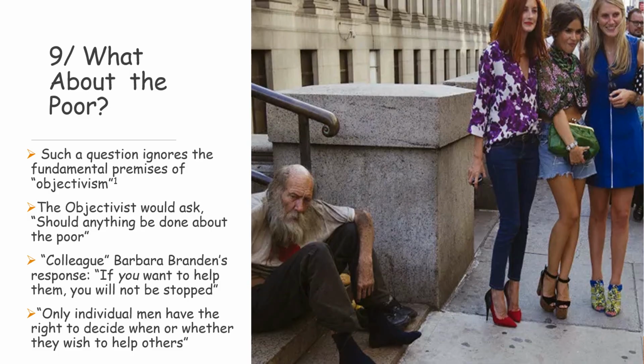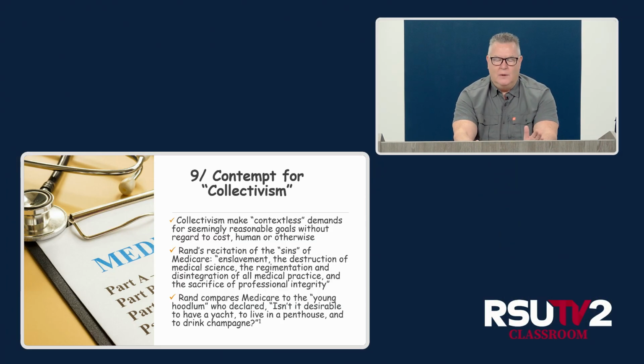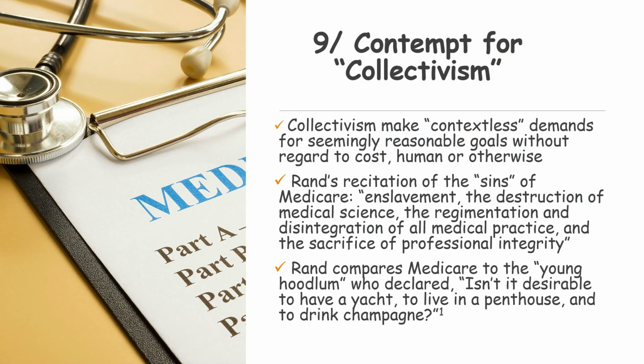And that is an innately atomistic kind of approach to looking at the world. There really is no social impulse within libertarianism. Everything that you do is based on self-interest. And throughout her writings, Rand expresses an enormous contempt and frames collectivism in a way that is worthy of contempt. Collectivism makes contextless demands for seemingly reasonable goals without regard to cost, human or otherwise. She cites Medicare as an example of this.